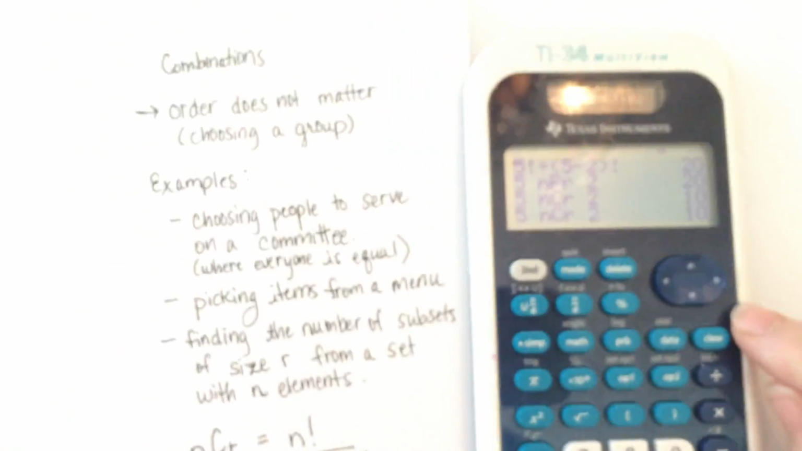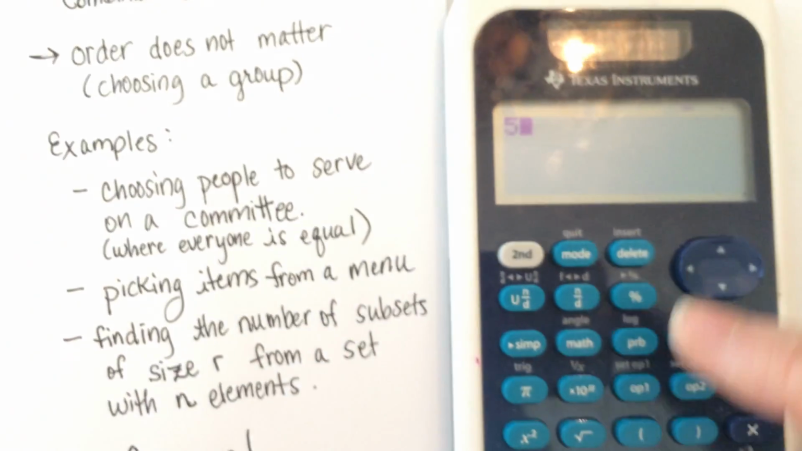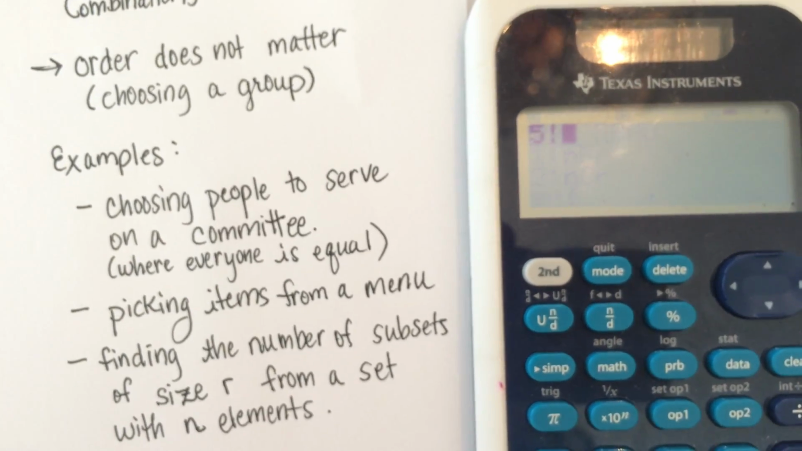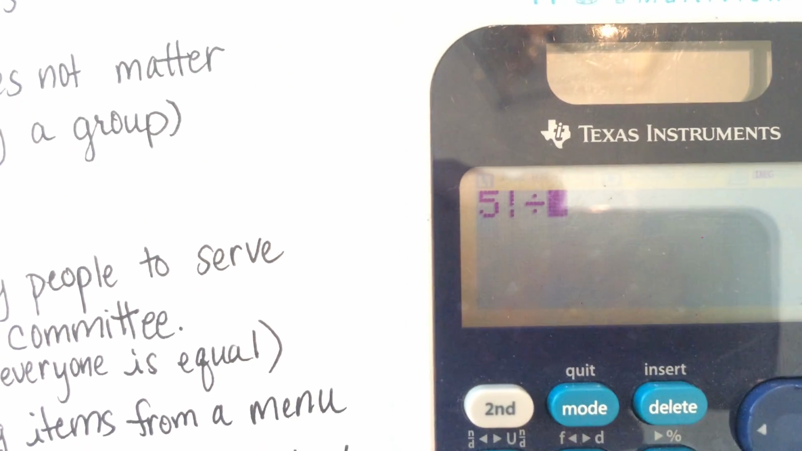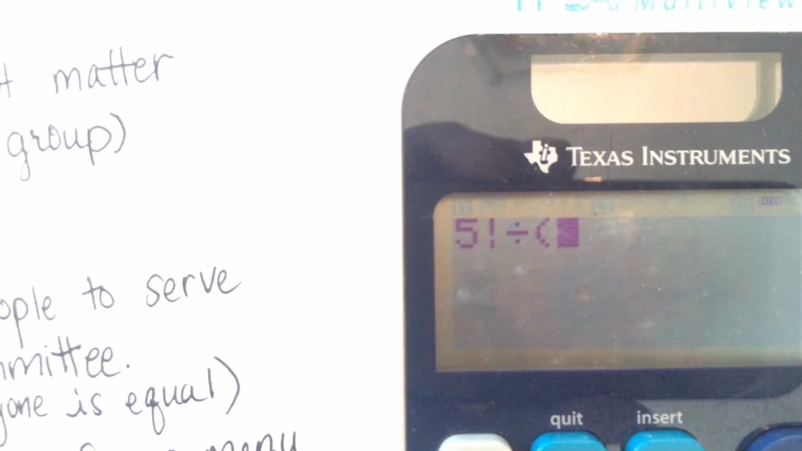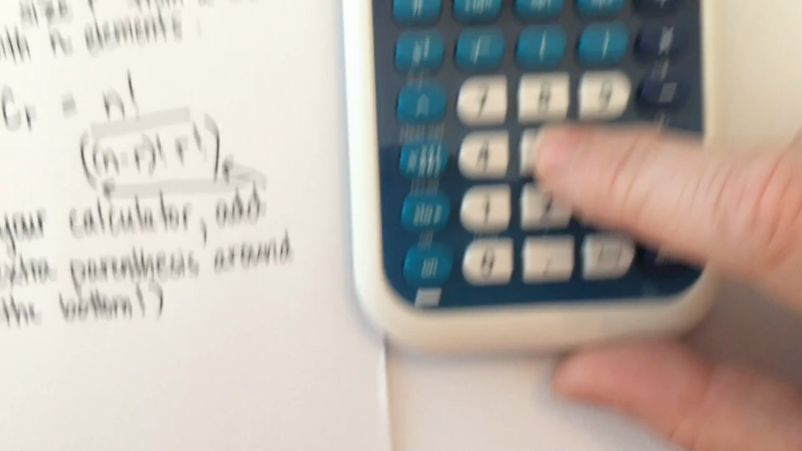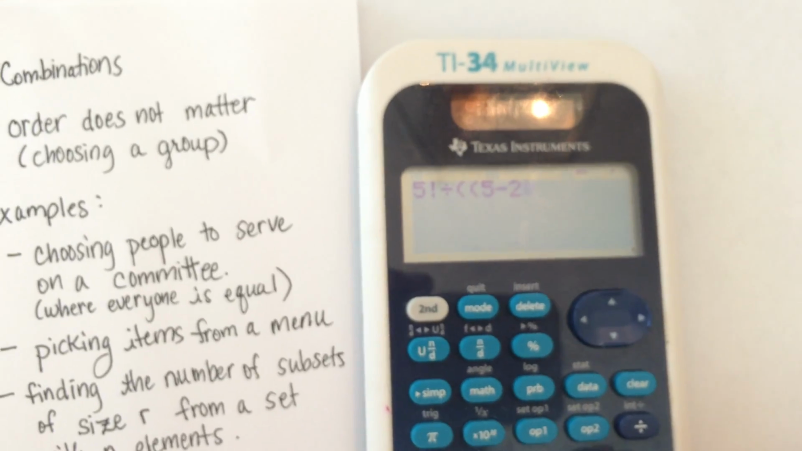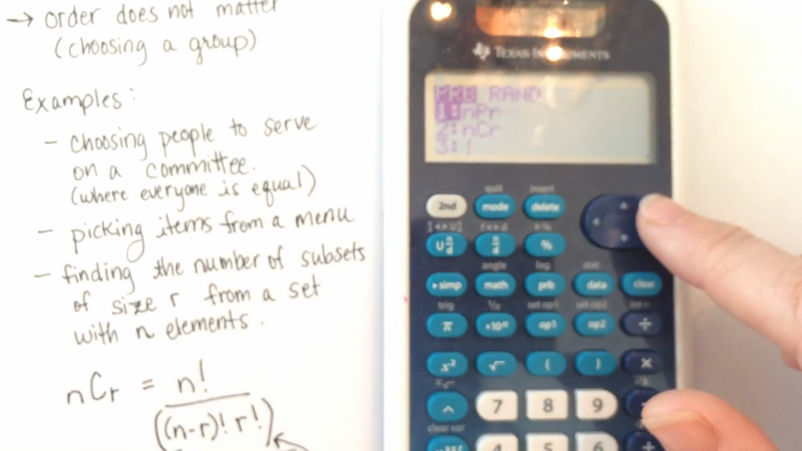So if I wanted to do it, let me clear what I have. I would do 5 factorial, and then I would hit my divide sign, and then I would hit parenthesis, and then I would hit parenthesis again. And then I would type my 5 minus 2. I would close the parenthesis around the 5 minus 2. Then I would hit my exclamation point.